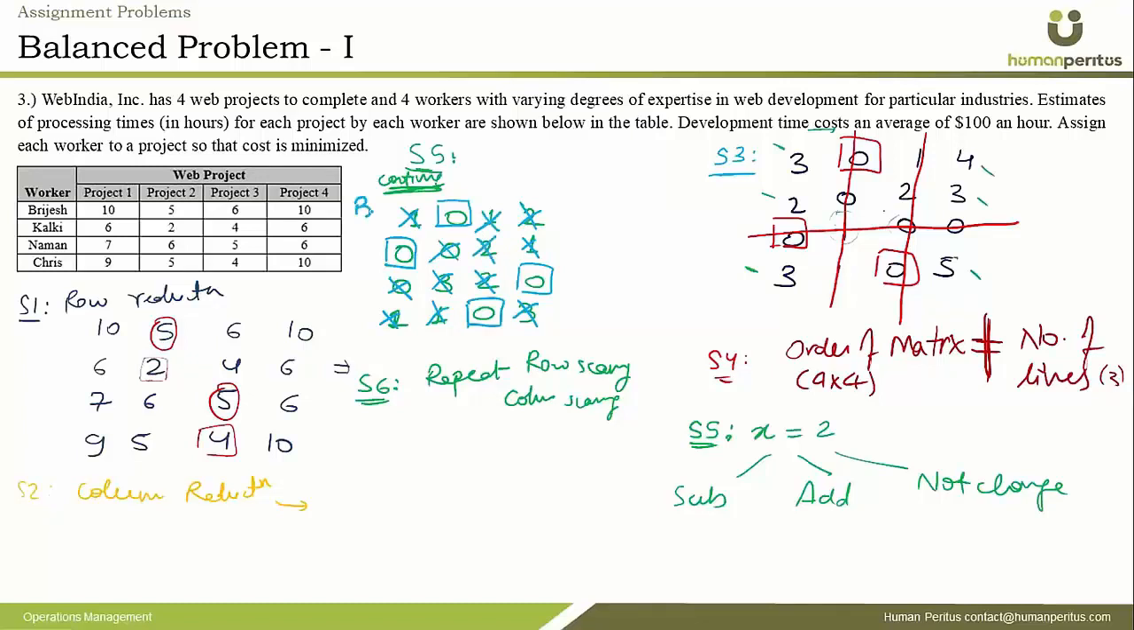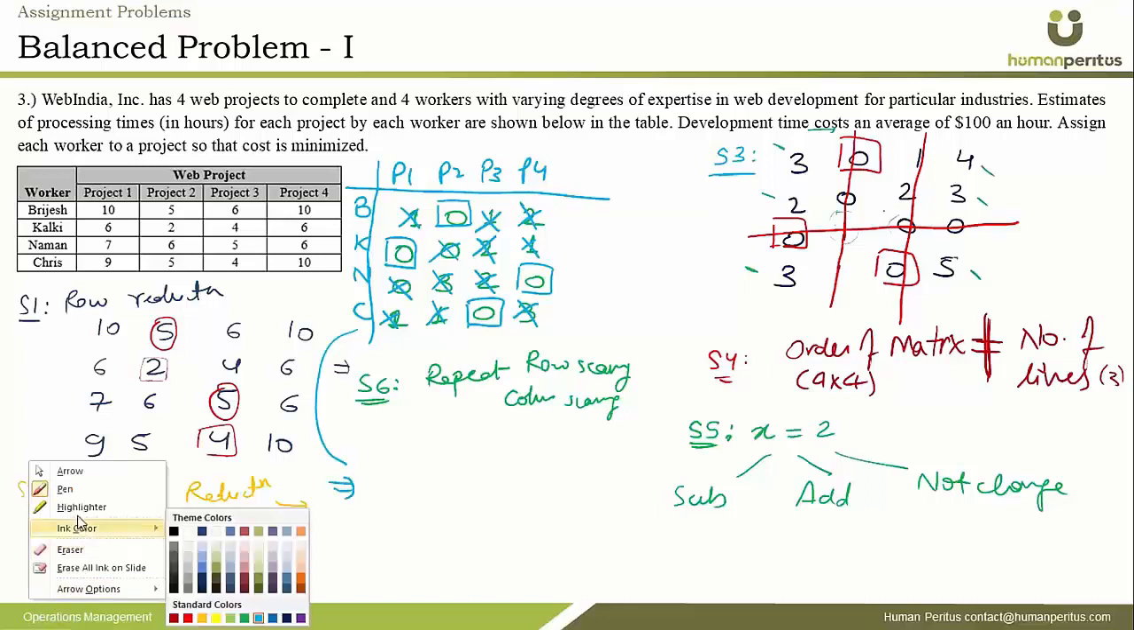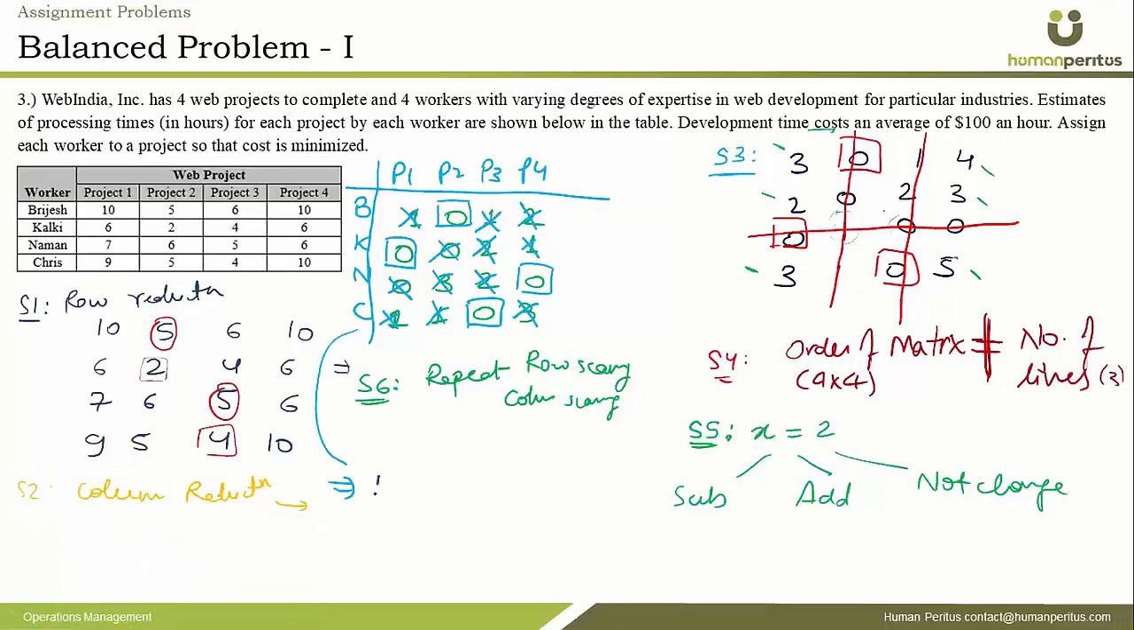Okay. So this is what the matrix looks like. Project 1, project 2, project 3, project 4, right? So what does this imply? It implies that I can assign Rajesh to project 2.